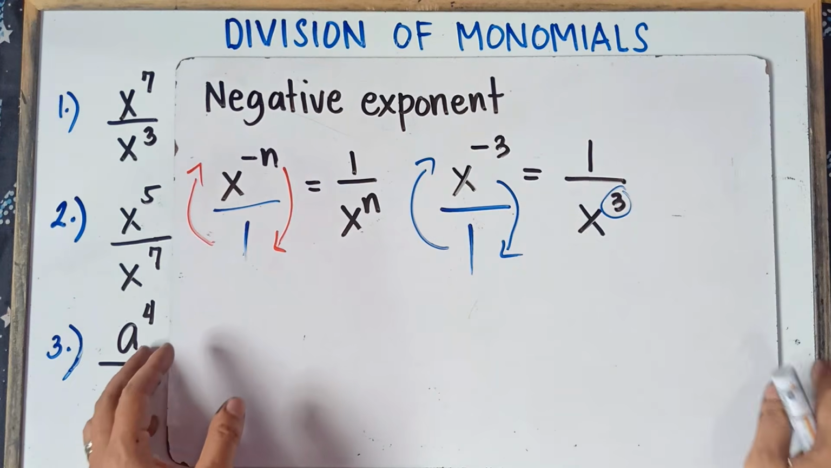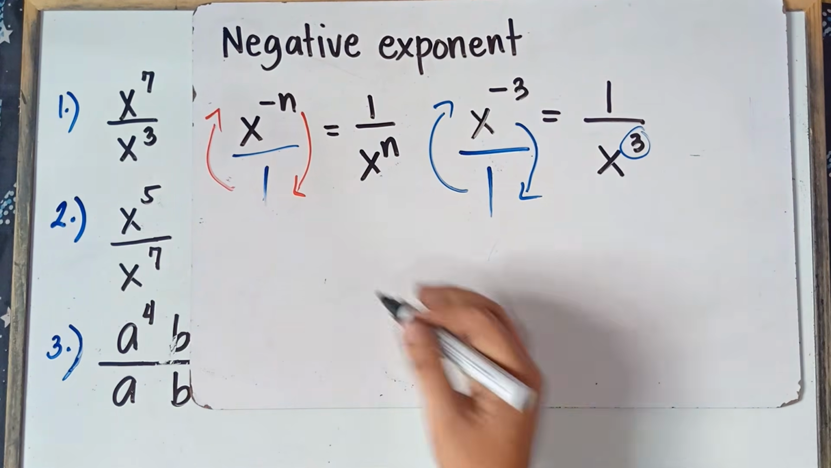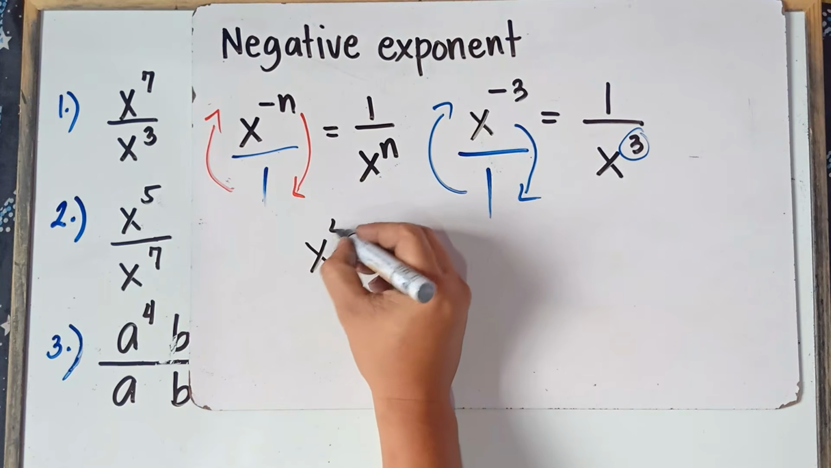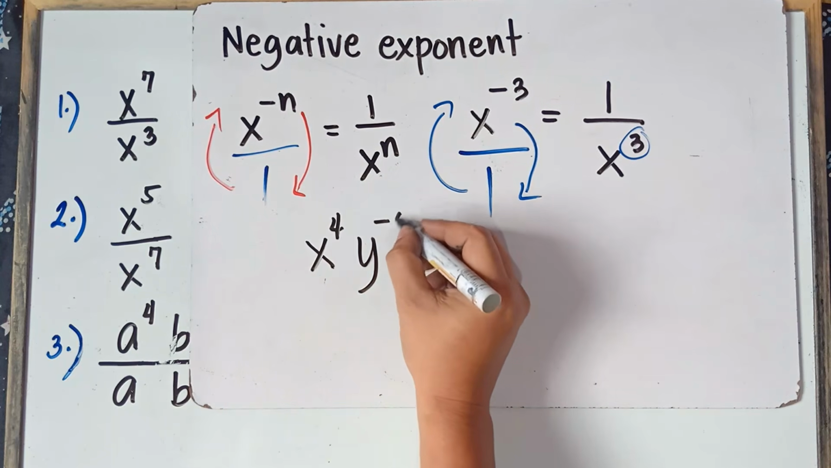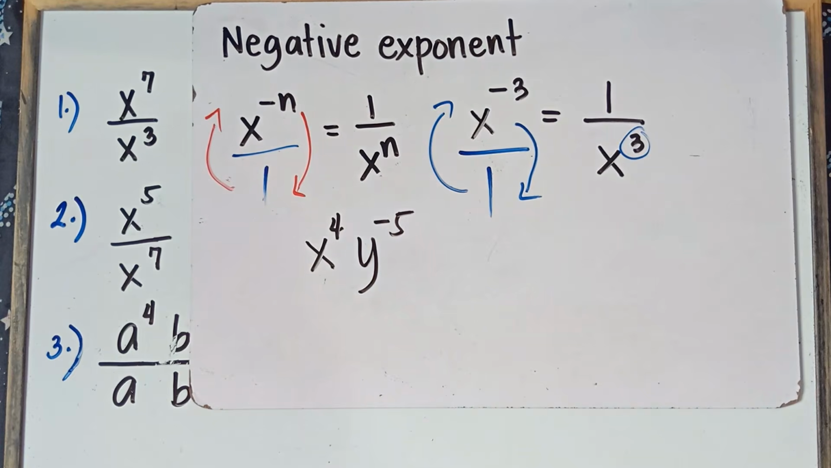Last example, class. If I will say x raised to the power of 4, y raised to the power of negative 5, how will you simplify that one, class?